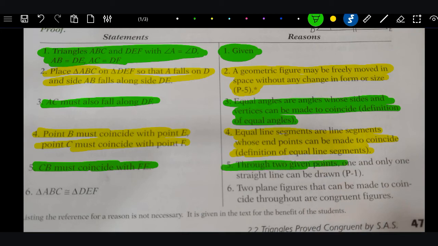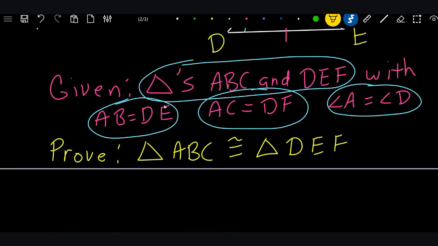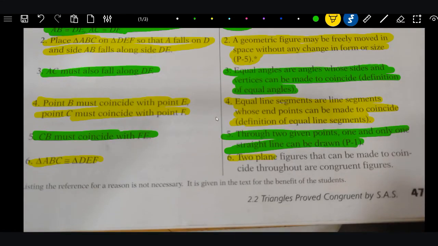All right, so the next one, then point CB must coincide with point FE, and why is that? Because through 2 points, one and only one straight line can be drawn. That's postulate number 1. And then the last one would be this right here, and this is what they wanted you to prove. If we go back down to this, they wanted you to prove that ABC is congruent to triangle DEF. And that's the final step, is that 2 plane figures can be made to coincide through their congruent figures. So if we made them to coincide, then they are congruent figures.